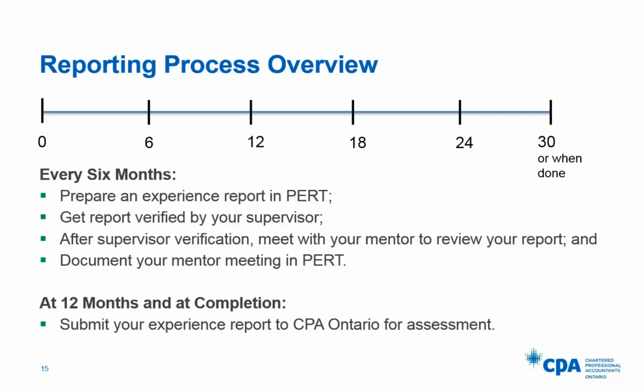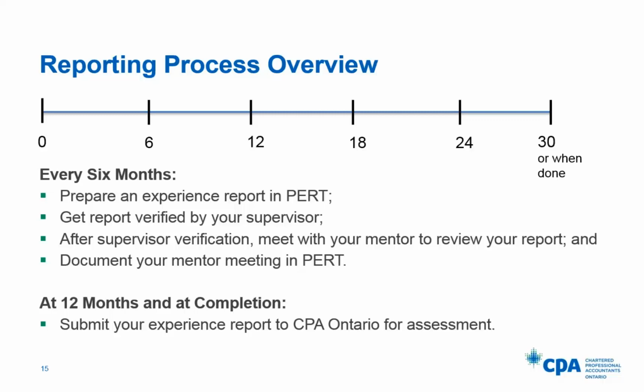So one of your requirements as a student is that you're having these semi-annual meetings with your mentor, and we do need to see evidence of it to ensure that those are happening. And so make sure that you remember that very, very important step of documenting it in PERT. So you do this on a 6-month basis.